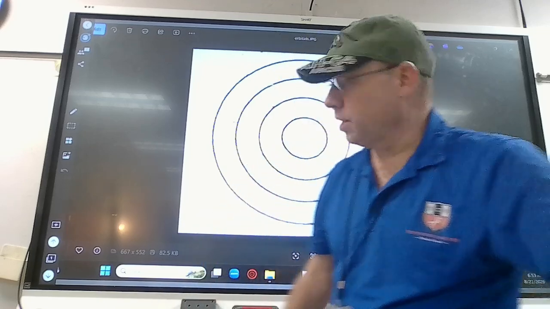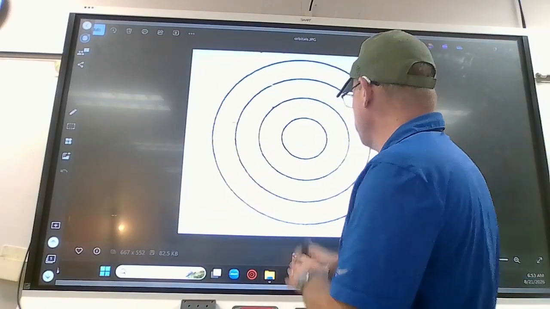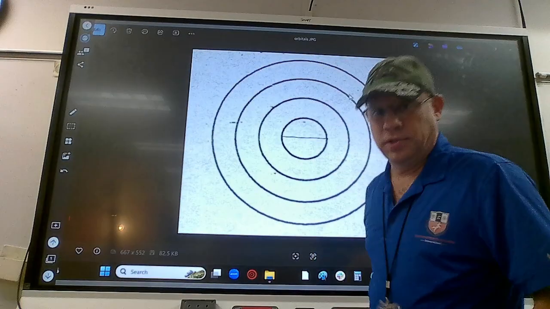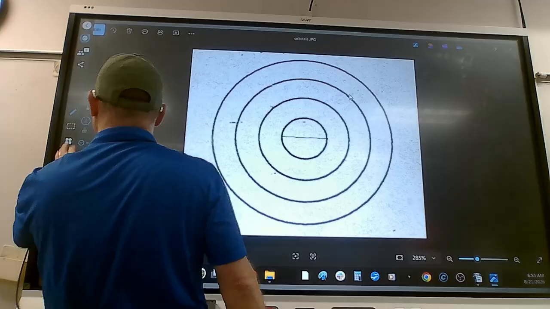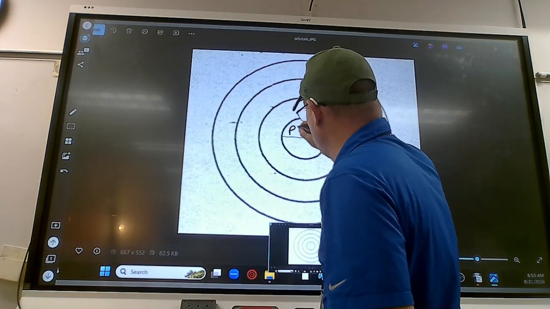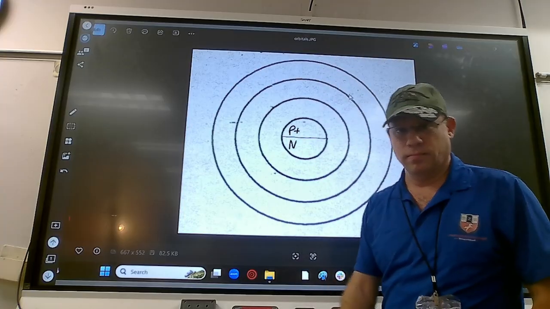Okay, electron configuration. What you got to remember is this first circle here. This is the nucleus, all right? We're going to act like it's the nucleus. On the top, we're going to do the proton count, and on the bottom, we're going to do the neutron count, all right?